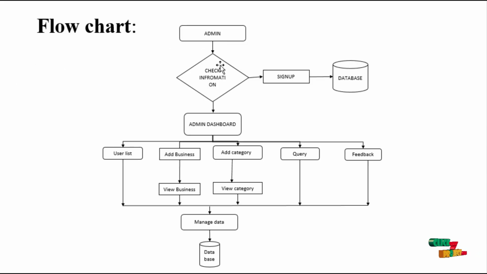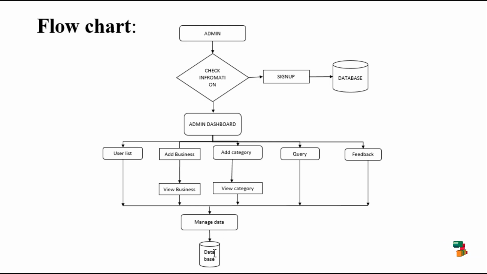In the admin flowchart, it checks the information and signs up into the database, then displays it on the admin dashboard. It shows the user list, how many users are using the website. There are add business, add category, and query feedback. On the client side, feedback will be listed there, and query will show contact details. The categories are displayed through add category and view categories, and add business and view business show how many businesses are listed.